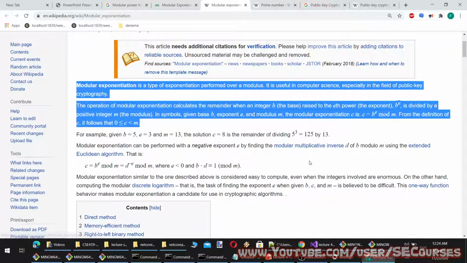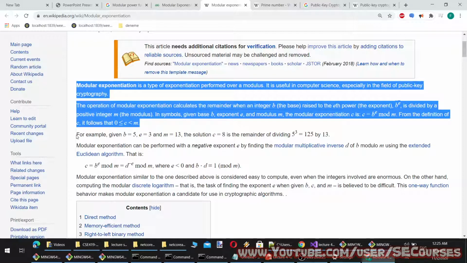Okay, let's read it. Modular exponentiation is a type of exponentiation performed over a modulus. It is useful in computer science, especially in the field of public key cryptography. The operation of modular exponentiation calculates the remainder when an integer b, the base, raised to the eth power, the exponent e, is divided by a positive integer m, the modulus. In symbols, given base b, exponent e, and modulus m, the modular exponentiation c is c equals b to the e mod m. From the definition of c, it follows that 0 is less than or equal to c, which is less than m.